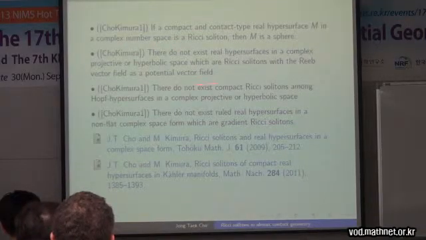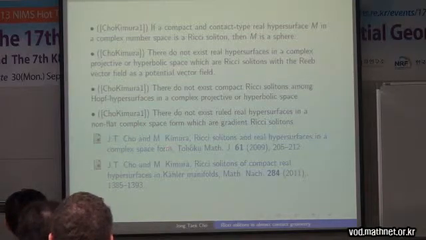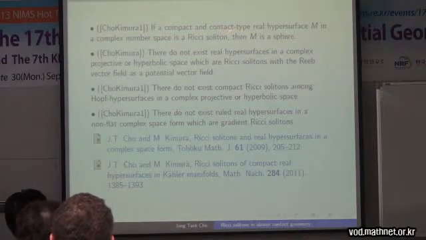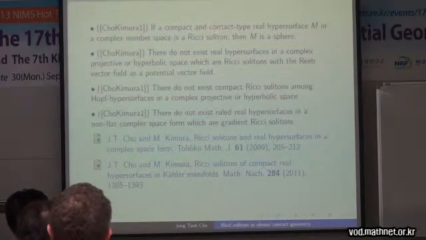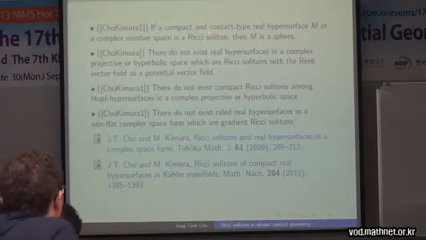This is my collaborator Makoto Kimura in Ibaraki University. Cho and Kimura proved: if a real hypersurface is of contact type, meaning that phi A plus A phi is k phi, where k is a positive constant, satisfying that relation we call the real hypersurface a contact type.